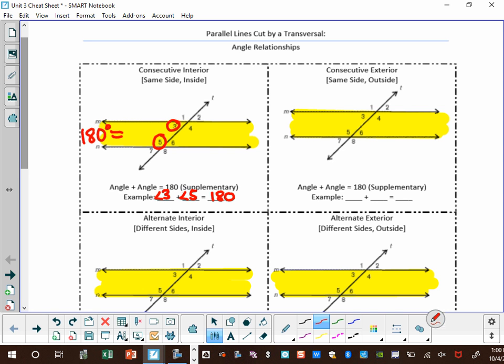We didn't really talk about consecutive exterior, and I'm not sure if we have it on our test or not, but consecutive exterior, well, it's exterior, right? So that would be angle 1 and angle 7. Those also add up to 180 degrees. So if 1 is 100, angle 7 would be 80. Make sure you are circling the same angles that I am.